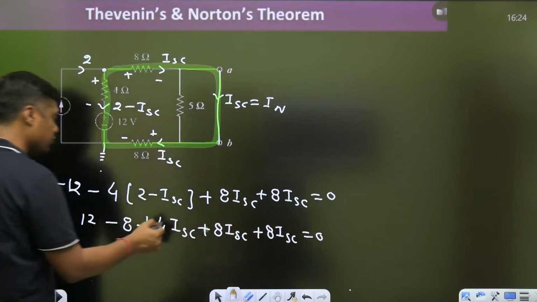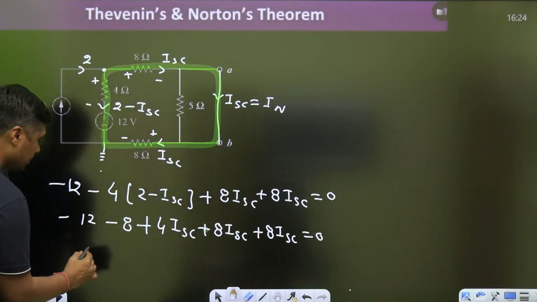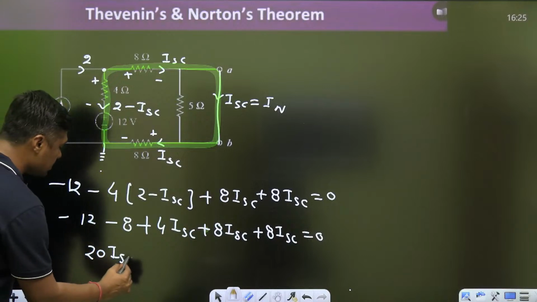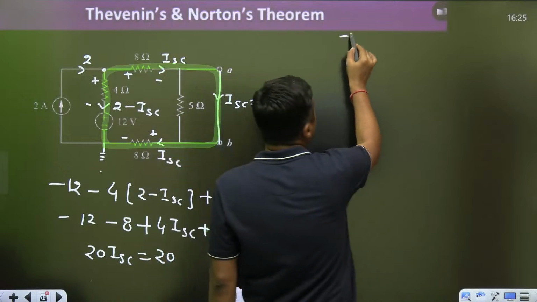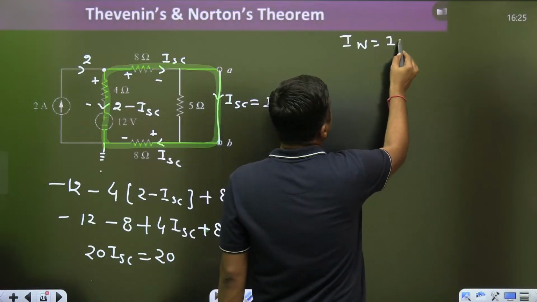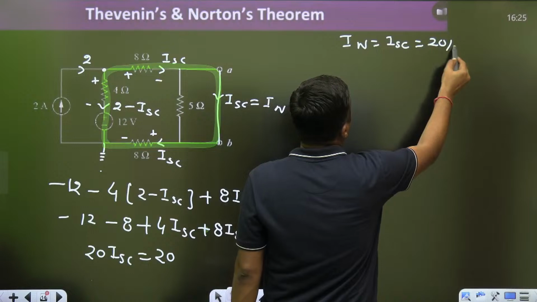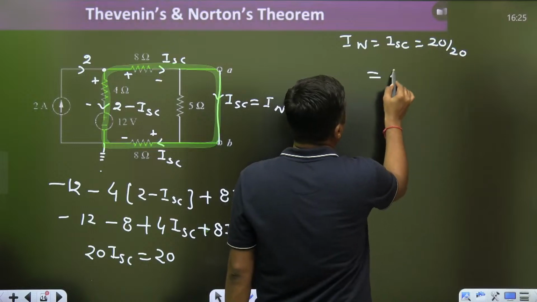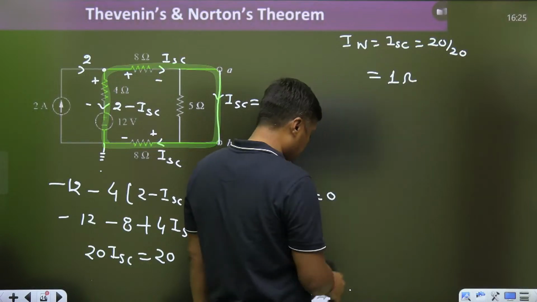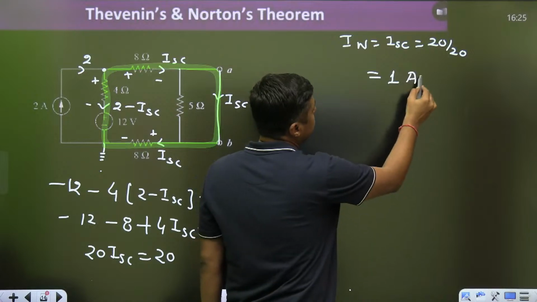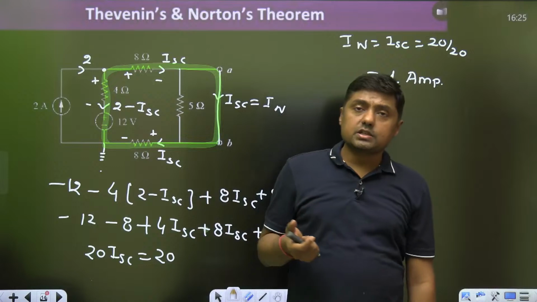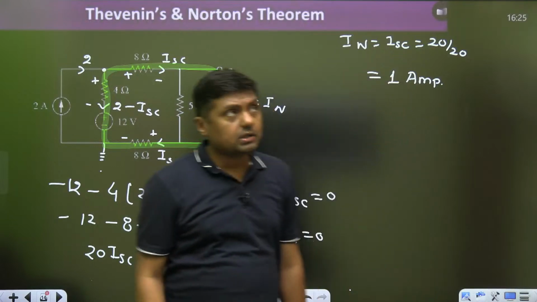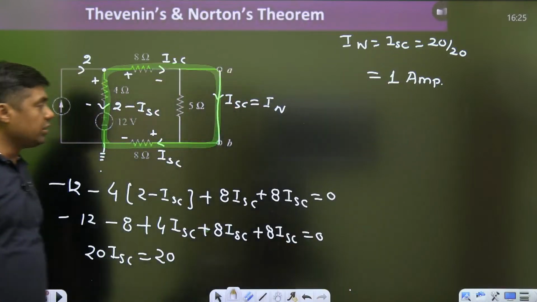8 plus 8 plus 4, that is the 20 ISC is equal to 20. So what is the ISC, short circuit current or Norton's current? ISC will become 20 divided by 20, that is 1 ohm, 1 ampere, sorry, 1 ampere. तो 1 एम्पियर आ गया आपका नॉर्टन्स करंट और आपका बाकी आ गया थेवेनिन्स सॉरी आरटीएच. व्हाट इज द आरटीएच हियर?